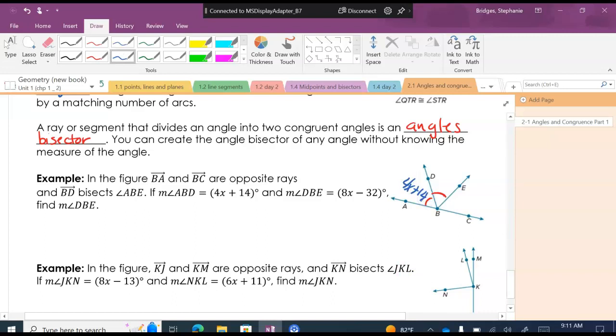And then it says that the measure of angle DBE is 8x minus 32. So I'm going to label that in my picture as well. And then it wants me to find the measure of angle DBE. Before I can do that, what do I have to figure out?